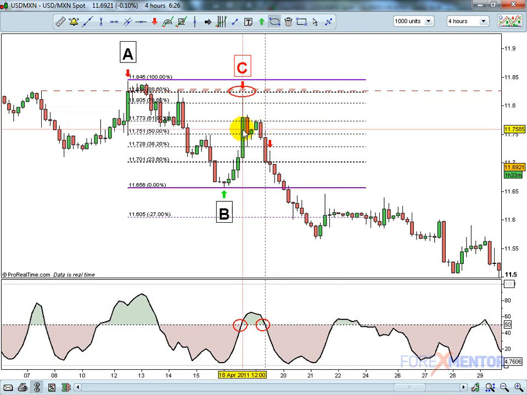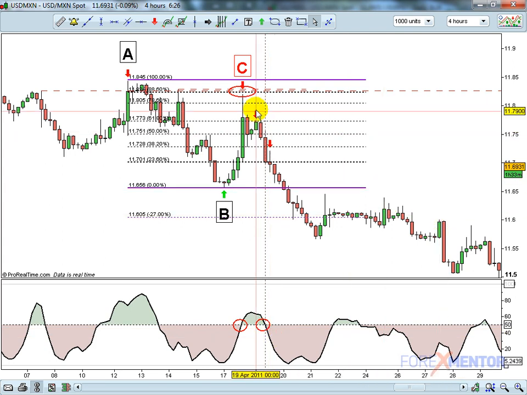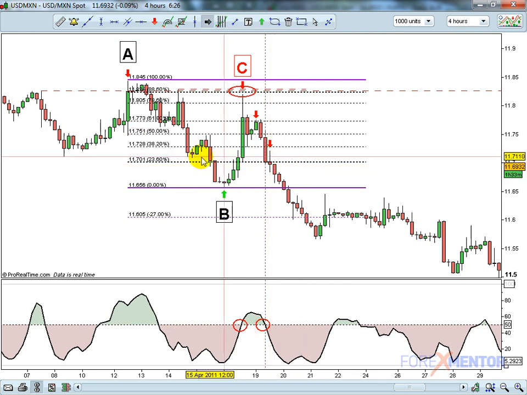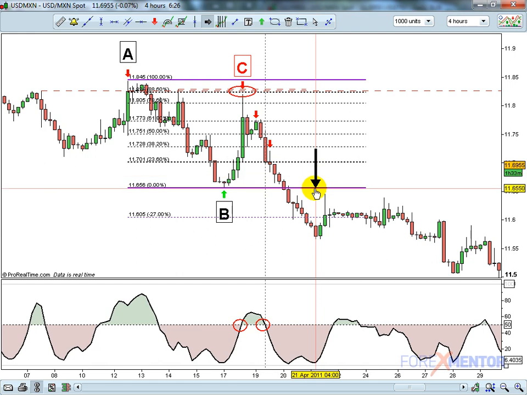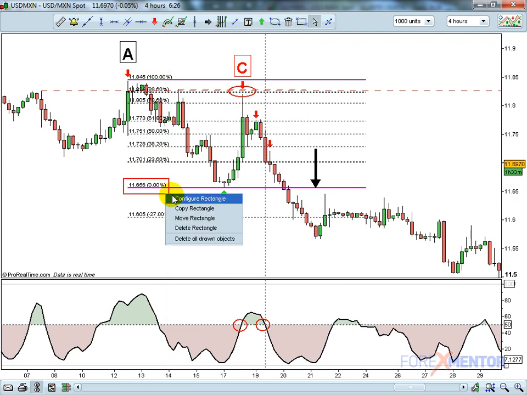And with that rejection wick forming subsequently a swing point, which was confirmable by right here, midnight GMT on the 19th. That's a swing high, a high followed by two lower highs in the Fibonacci target zone. Followed by this bearish crossover, it all becomes more likely that we're into downtrend continuation mode. So then we're looking for targets, first of all, down here, the Fibonacci 0% level, and that's where we take half the profit off the table.